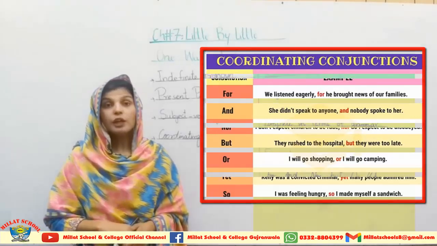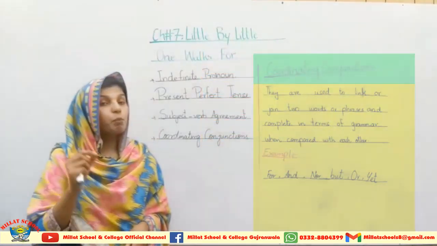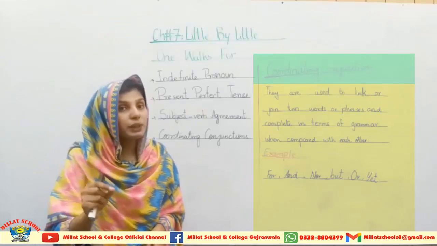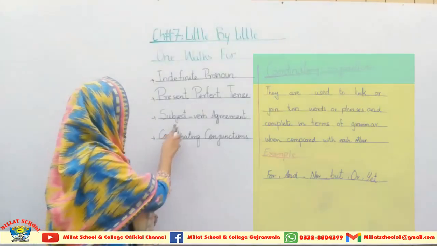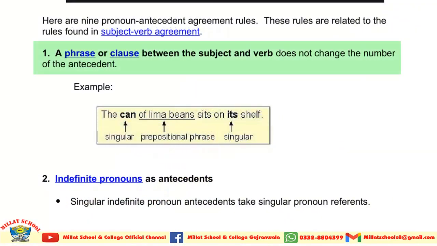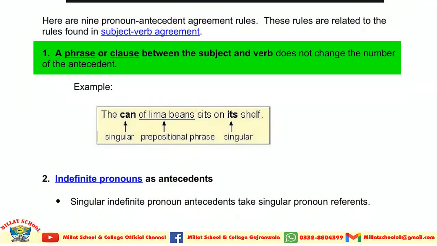type of word. Now I am coming towards the most important thing from this chapter, that is the subject verb agreement. Here on the screen you can see a slide in which I am going to explain the main components of subject verb agreement. Students, the first component of subject verb agreement is: a phrase or clause between the subject and verb does not change the number of the antecedent.